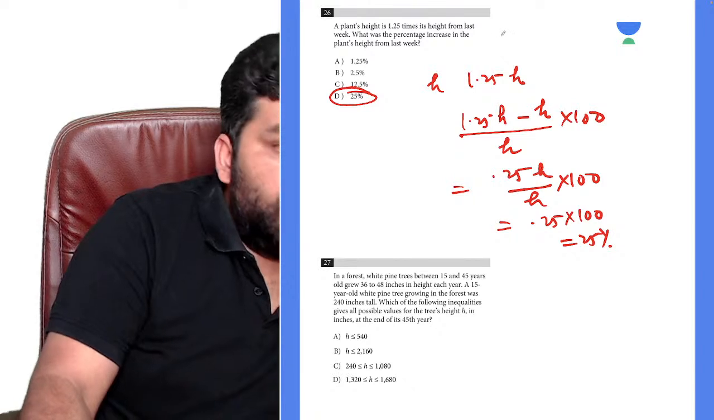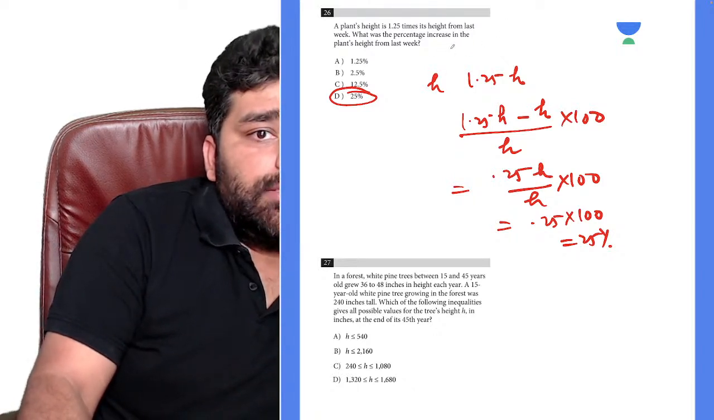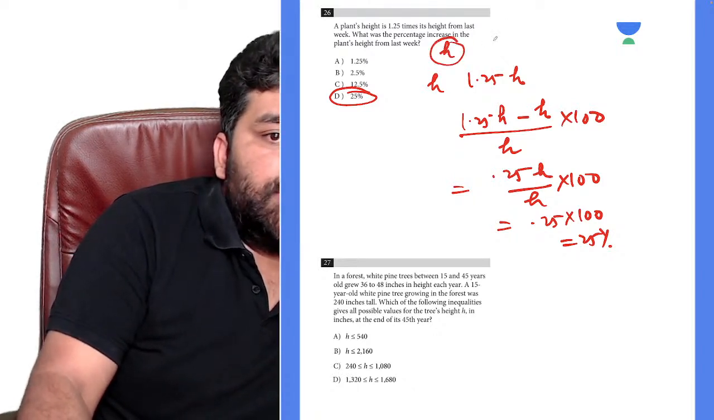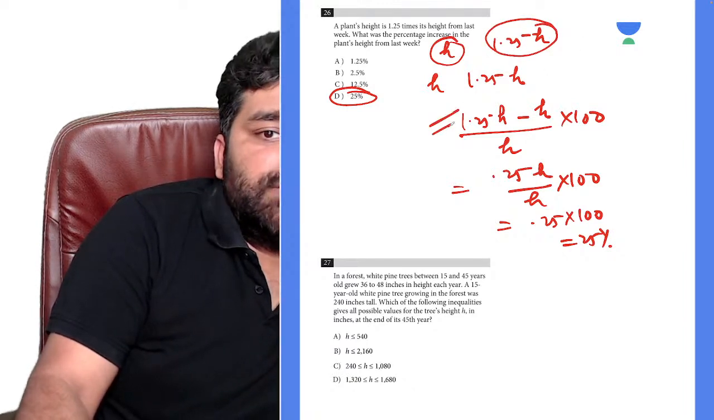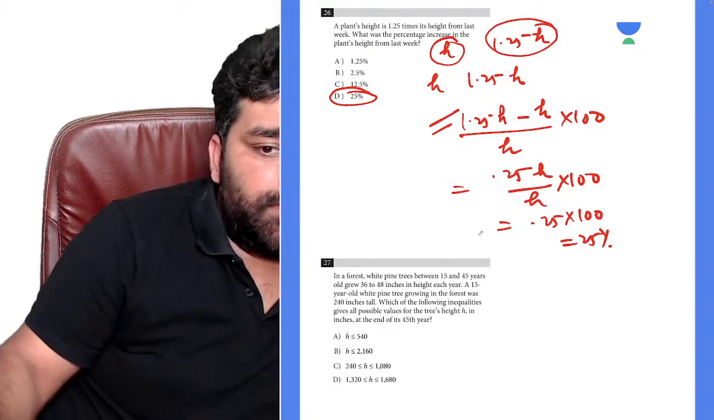Hope you understood. So I just check. Okay, last week the height was h, so this week height is 1.25h. So how much has been increased? This much has increased, divided by original into 100.